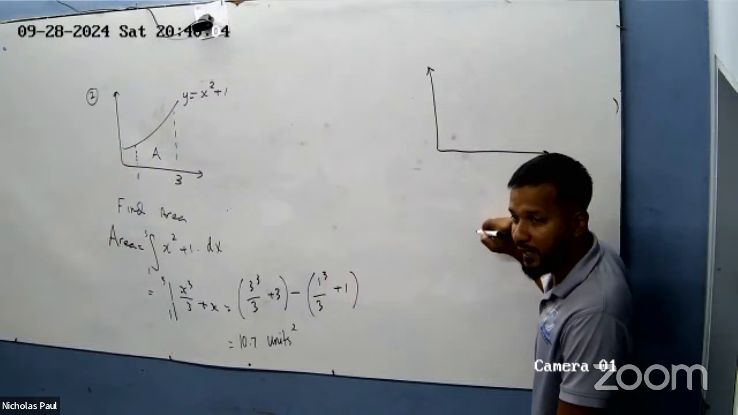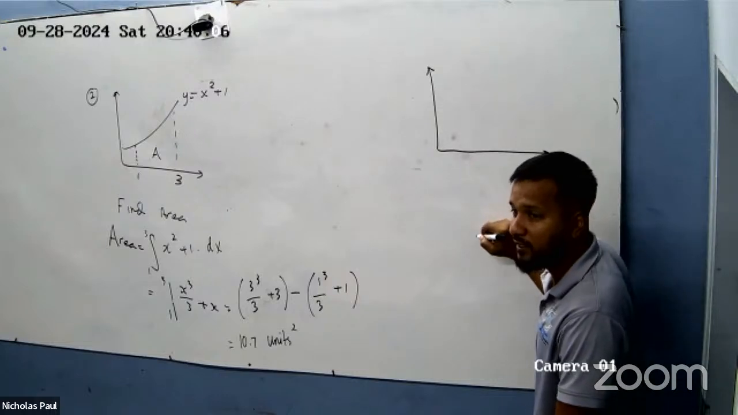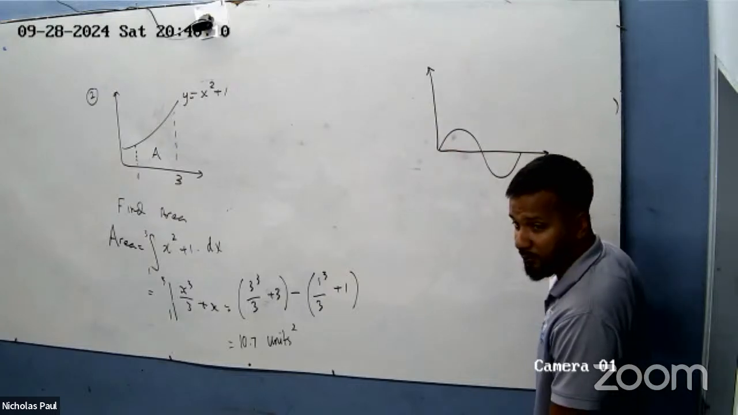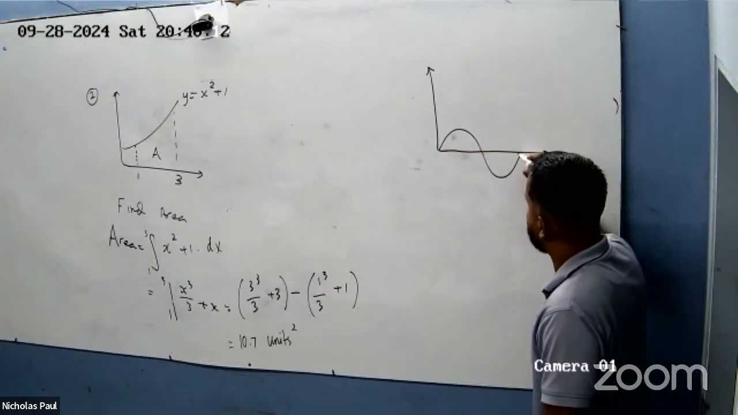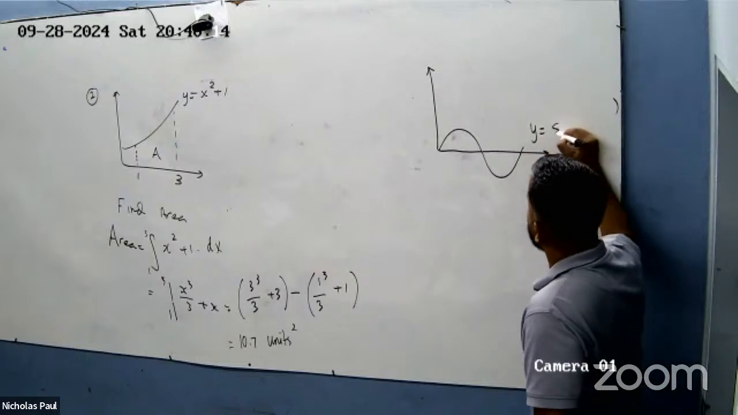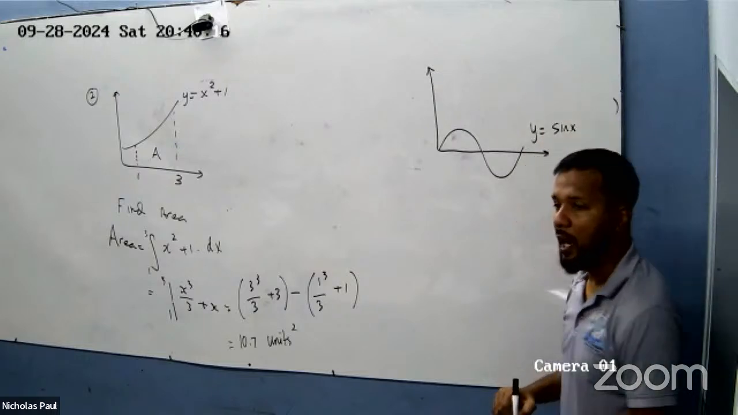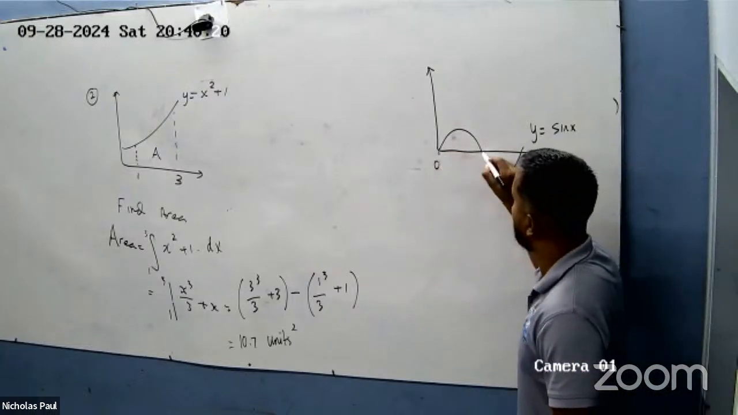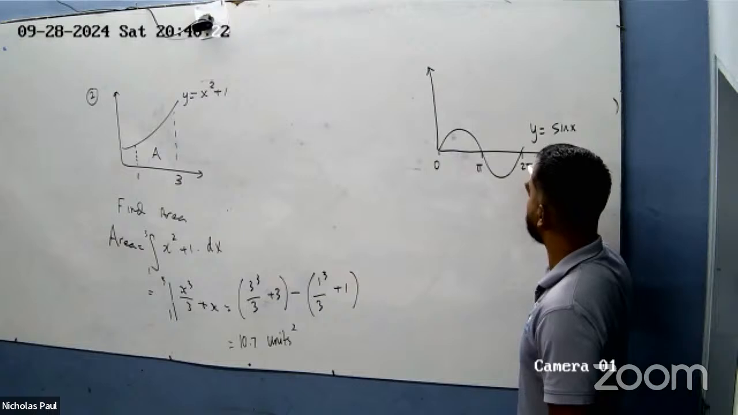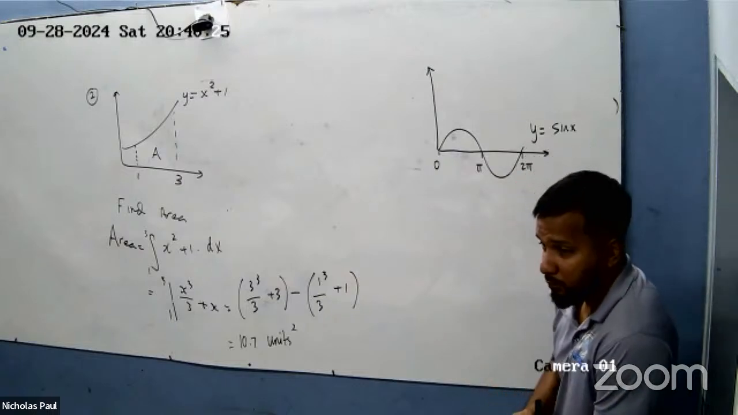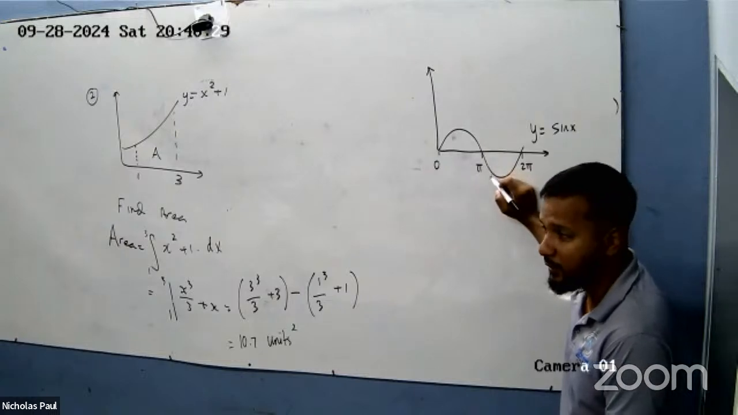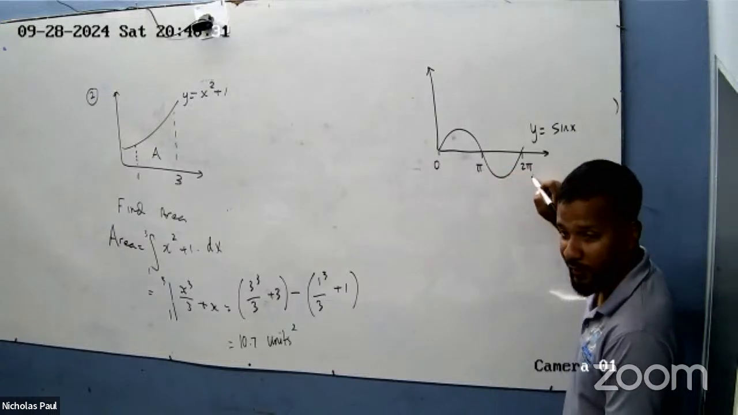You remember what sine looks like? What does sine look like? Sine looks like that. That's what sine x looks like, so y is equal to sine x. I want you to do two things. This value is 0, this value is pi, this value is 2 pi. Remember all that? This means that you have to work in radians.